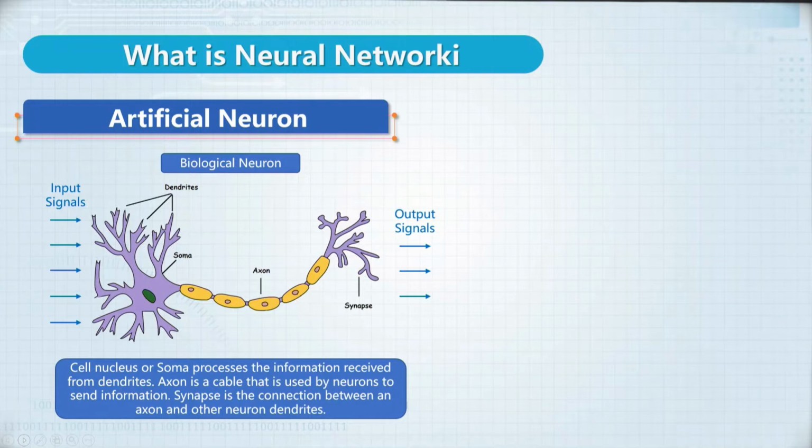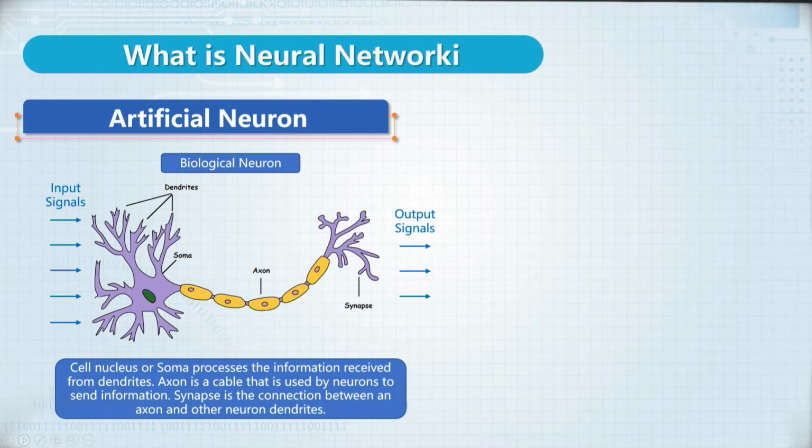The cell nucleus, or soma, processes the information received from dendrites. The axon is a cable that is used by neurons to send information. A synapse is the connection between an axon and other neurons' dendrites.